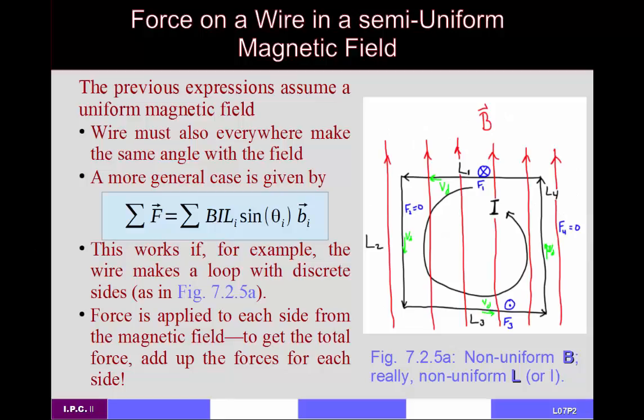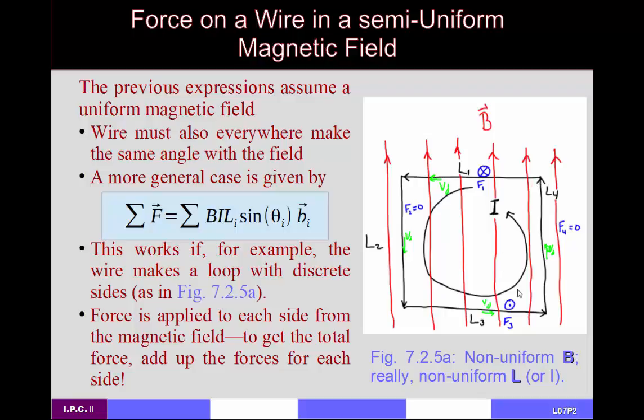Our previous discussion has assumed an entirely uniform magnetic field, which among other things means that the wire everywhere makes the same angle with the magnetic field. There is a slightly more complex version of this. I like to call it the semi-uniform or quasi-uniform magnetic field. It basically means that the wire in question can be broken up into discrete segments, and those discrete segments each individually experience a uniform magnetic field.